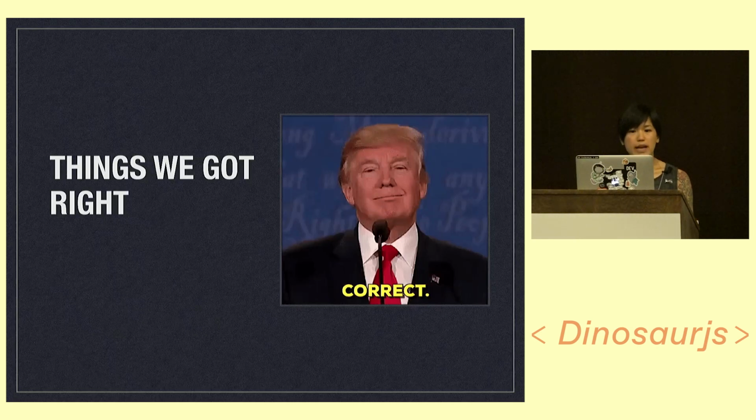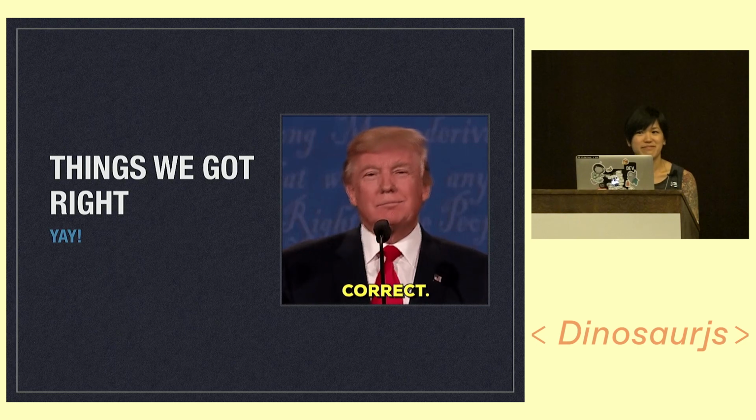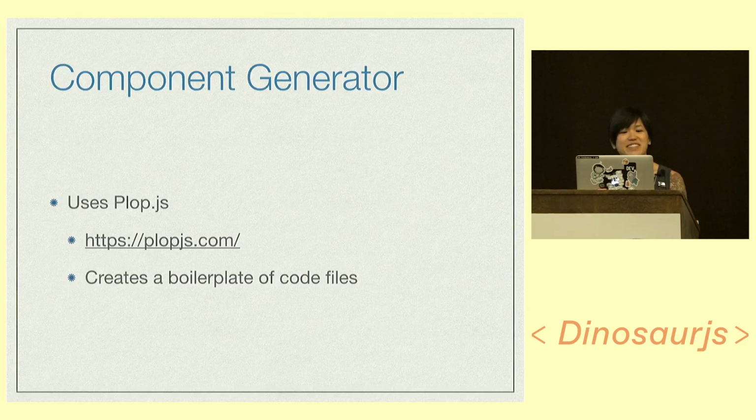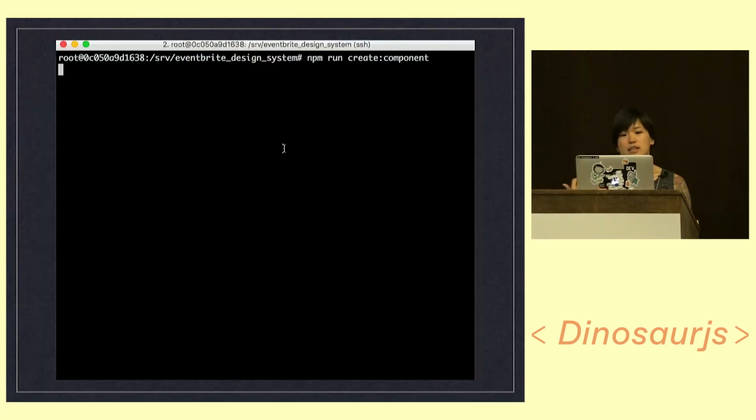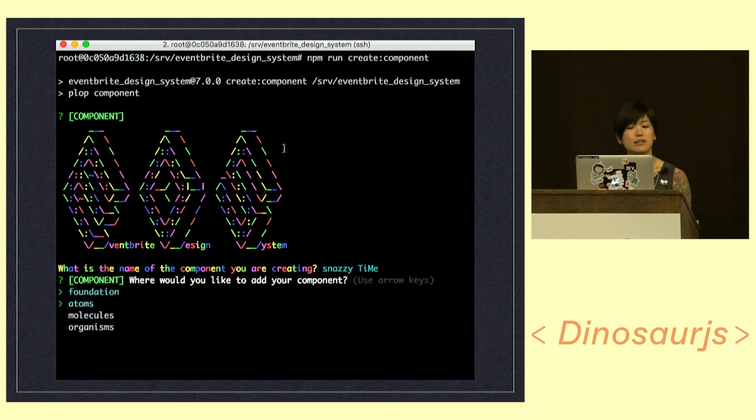So some things we got right with our design system. First off, we actually created a component generator. Our component generator used plop.js, which creates a boilerplate of code files. And here's a GIF of what happens using plop. So what we're going to do first is name our component. It's called Snazzy Time. Then we decide if it belongs under foundation, organisms, molecules, or atoms.